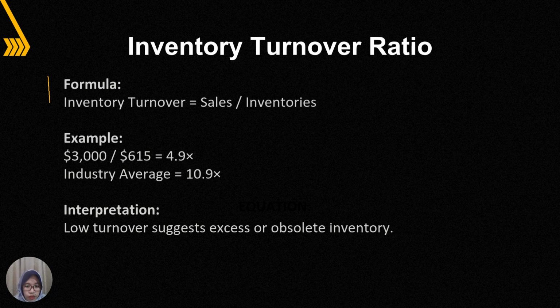So that means the inventory turnover ratio is 4.9 times, while the industry average is 10.9 times. So this means the company is holding too much inventory compared to the competitors. So it means excess inventory is not productive and may include obsolete goods. So therefore, a low turnover ratio can indicate poor inventory management.